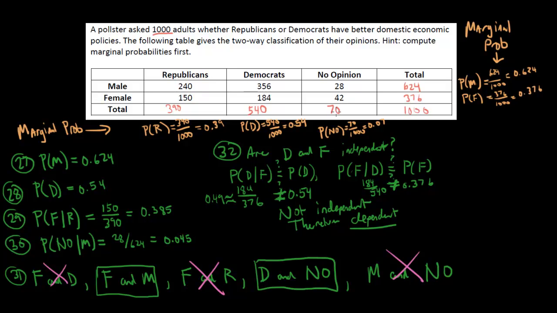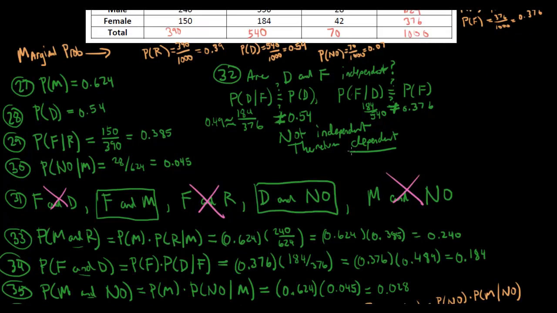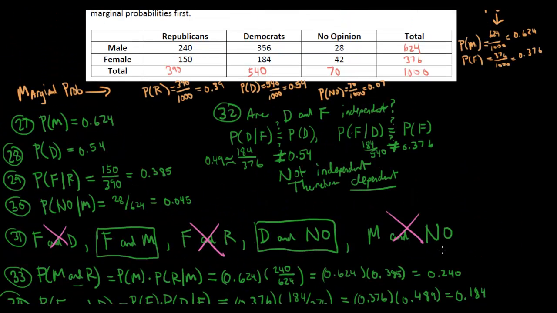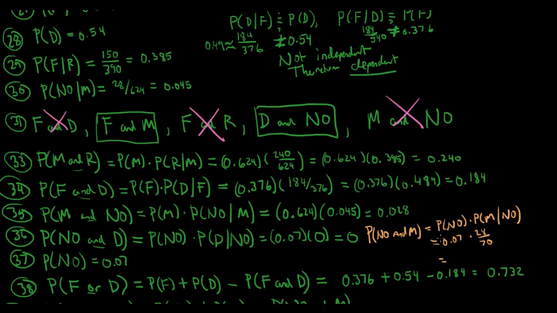Well, it's 28 out of 70. So once we assume somebody has no opinion, we're in this column here, and what's the probability of them being male? 28 out of 70. Now what does that equal? 0.07 times 20. Oh, what did I say? 28 out of 70? Yes, 28 out of 70. And look what we get. 0.028. Notice here, 0.028.